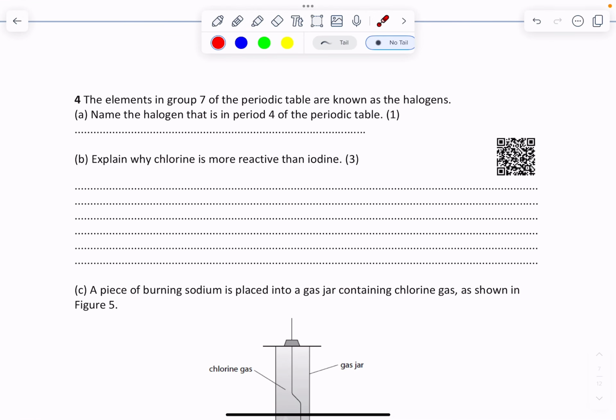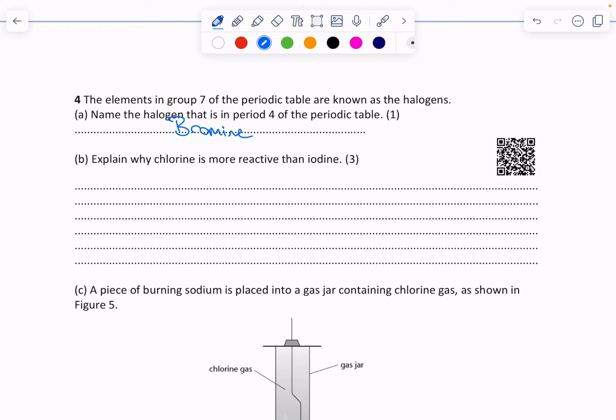So we have elements in group 7 are known as the halogens. The halogen that is in period 4 of the periodic table. So go back to your periodic table, check who is in group 7 and also sits in period 4, and hopefully you can see that that element is bromine.